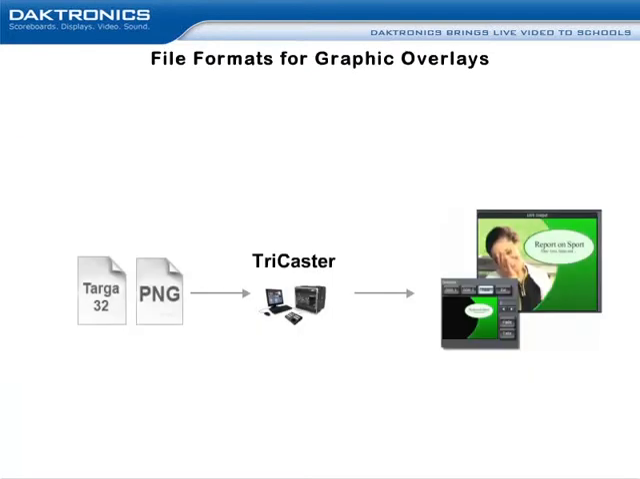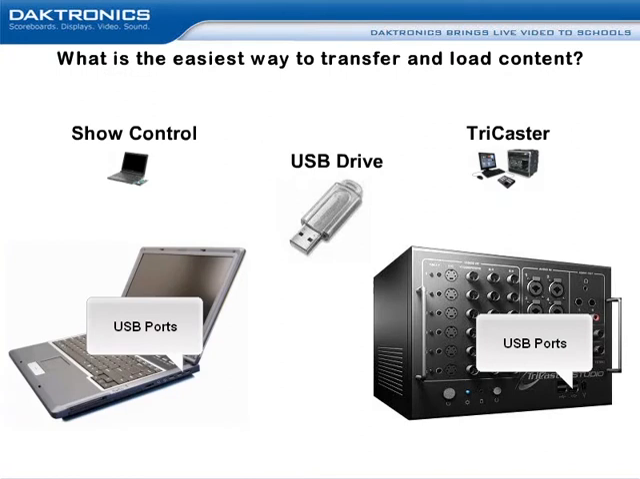If you would like to import graphics into the TriCaster system and need to retain the alpha channel, the best format choices would be Targa32 or PNG, also known as Portable Network Graphic. Once you have the content created, one easy way to import the files into your system is via USB drive. Note the locations for USB ports on each system.